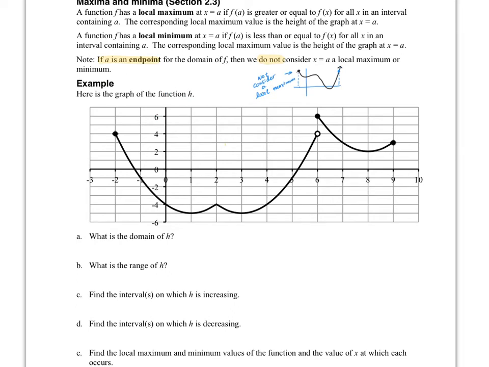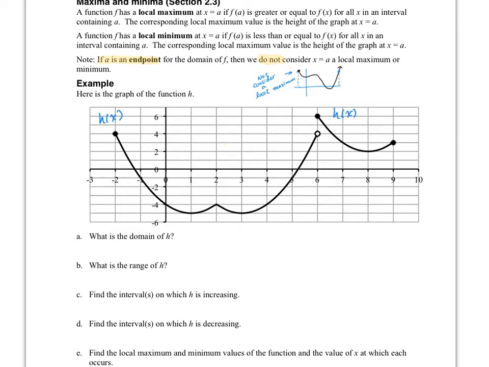All right, let's look at a specific example. So this graph and all of this part of the graph is called h of x. So that will be the function h of x, and this is also part of h of x. So this is a piecewise function.